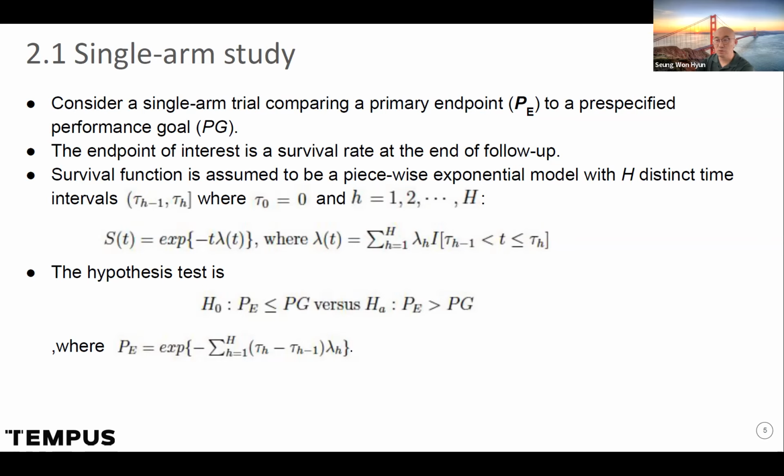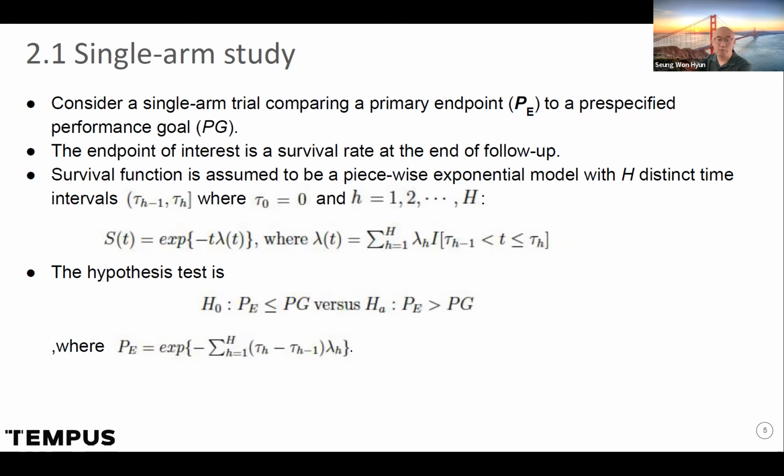As you can see in the third bullet, the survival function at time t is the exponential function of minus time t times the hazard function lambda at time t. Then this hazard function lambda at time t gives a different hazard rate depending on which time interval the time t falls in. For example, if the model assumes 3 distinct time intervals, then we have 3 different hazard rates: lambda 1 for the first time interval, lambda 2 for the second time interval, and lambda 3 for the third time interval.